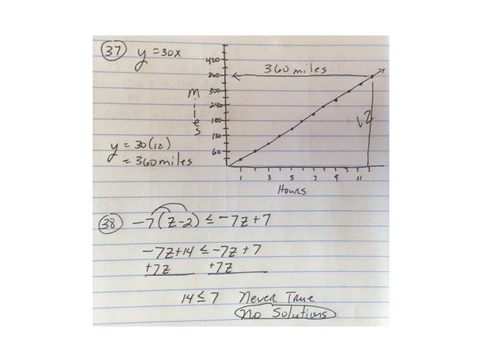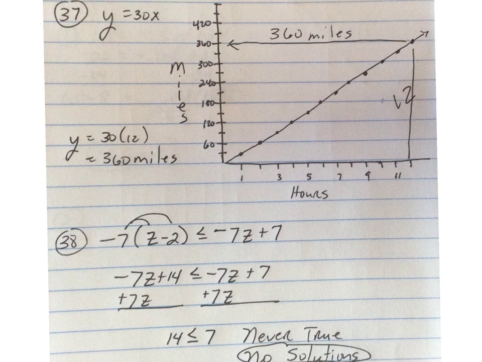On number 37, you could have just plugged in 12 like I did right here and found out that y would be 360 miles in 12 hours. Or you could build this graph, and it's a rise of 30 over 1, 30 over 1, 30 over 1. That's the rate, all the way up till you get to 12 hours. And notice on the graph, at 12 hours, it's going to be 360 miles.